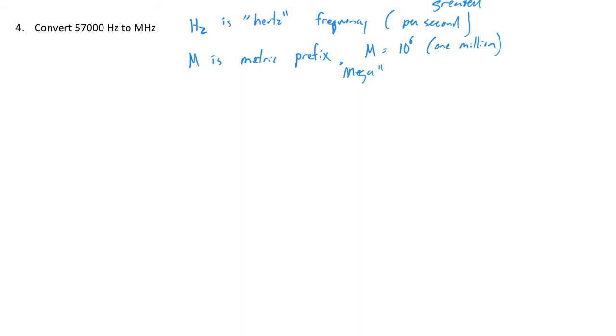Now what we're going to do is convert hertz into megahertz. So the best way to start doing that is to write down what we have and the conversion factors that will get us to where we need to go. So let's write down what we're given. We have 57,000, and let's write the unit hertz there.